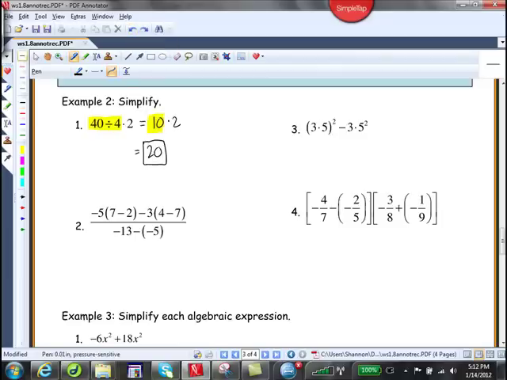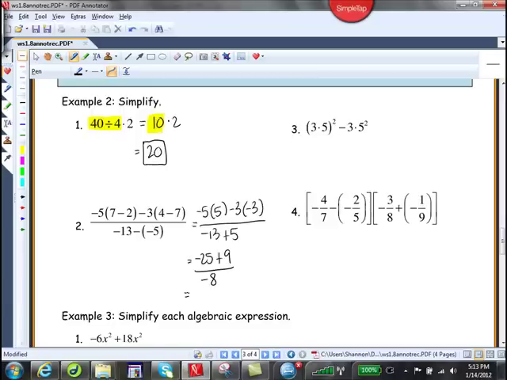Okay, so number 2. This one will be -5. 7 minus 2 is 5. Minus 3 times 4 minus 7 is -3, all over -13 plus 5, because minus a minus is plus. So we'll get -25, minus a minus is plus, so we'll get plus 9. And then -13 plus 5 is -8.